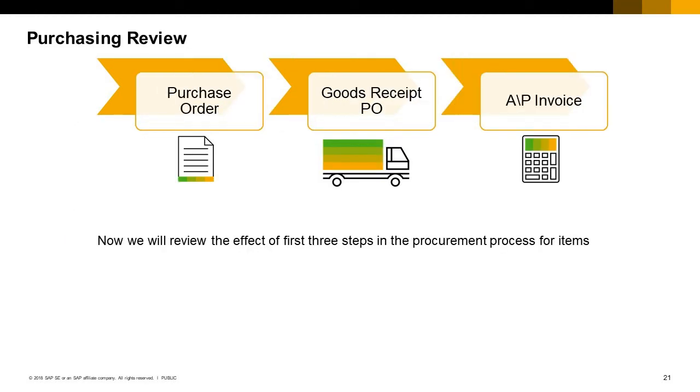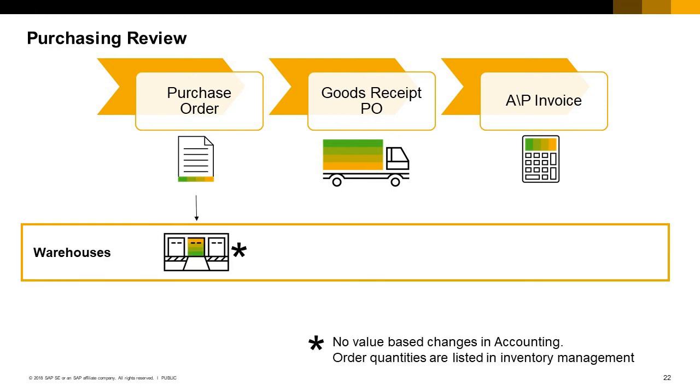Now that we have finished the first 3 steps in the procurement process for items, we will review what happens when each document is added. Purchase order. When you enter a purchase order, no value-based changes are posted in accounting. However, the order quantities are listed in inventory management. You can view the ordered quantities in various reports and windows such as the Inventory Status Report and the Item Master Data window.